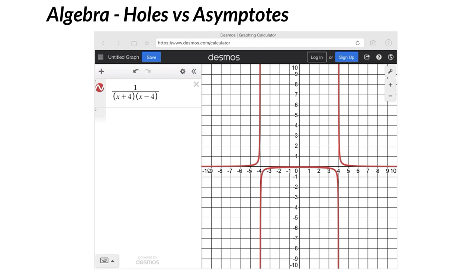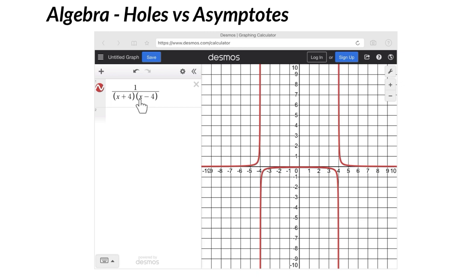So you can see here on this graph, the function is 1 divided by (x plus 4) times (x minus 4). So if I plugged in a negative 4 here, negative 4 plus 4 would be 0, and I would be dividing by 0. And you can see then we have this asymptote, this spike in our graph at that spot. That's a discontinuity.